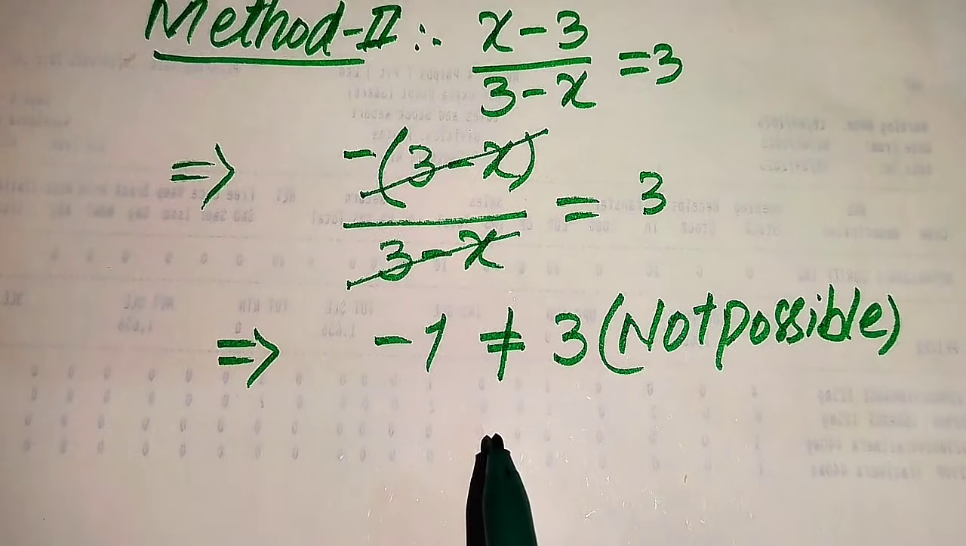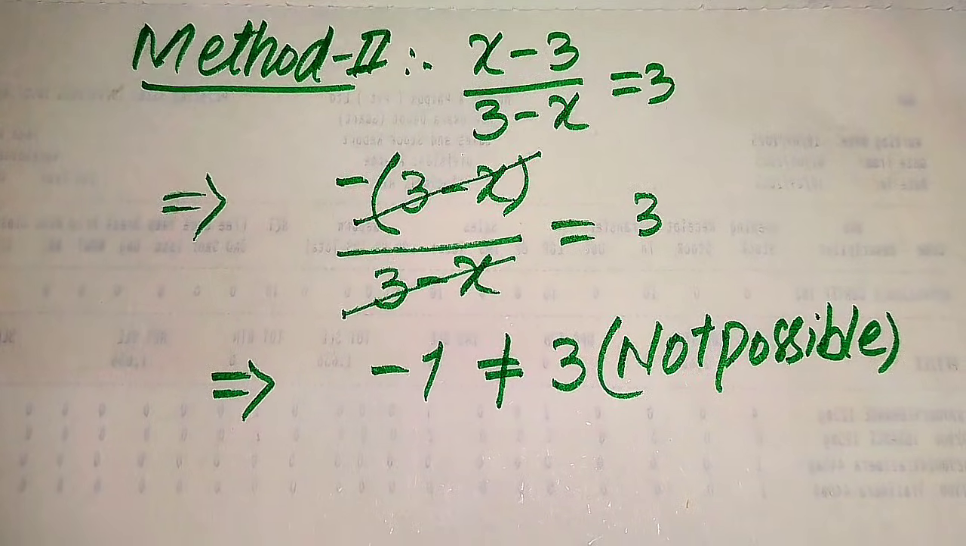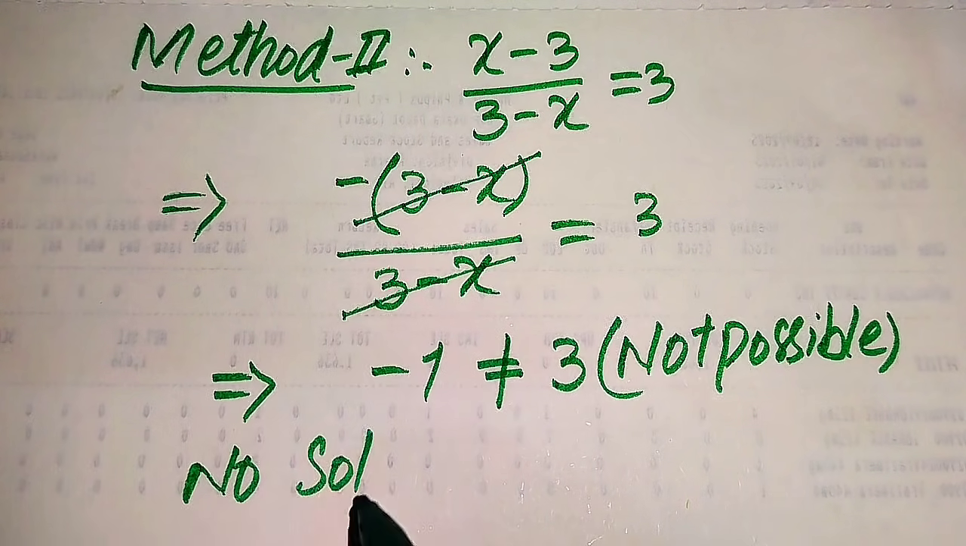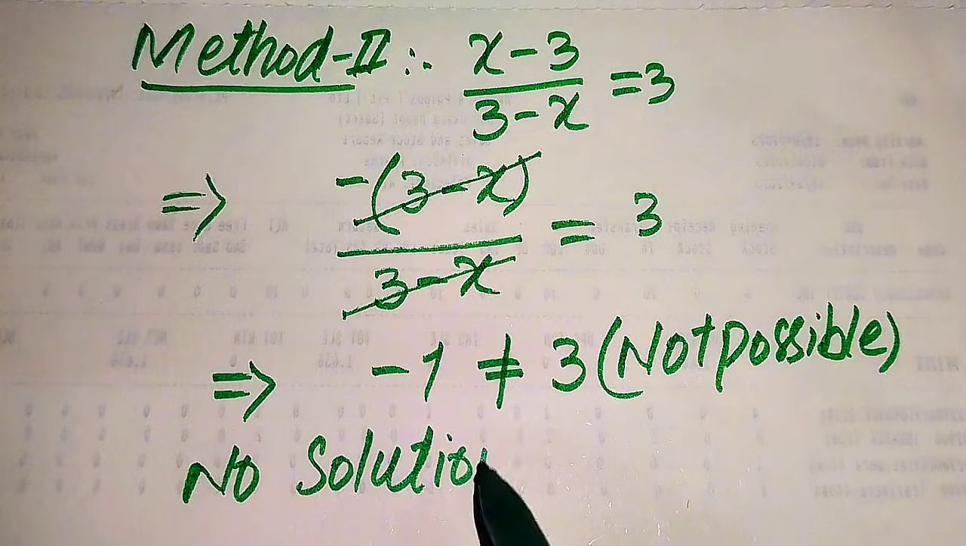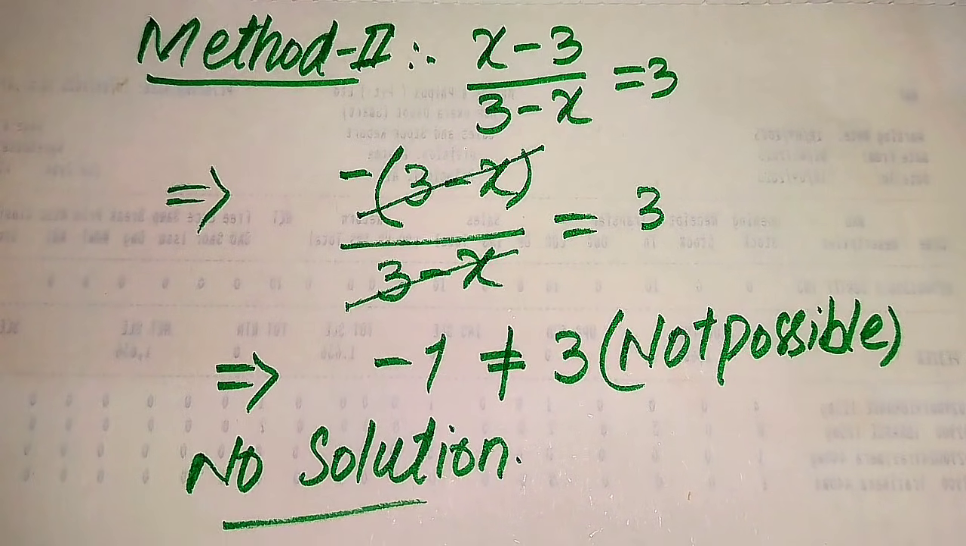If minus 1 is not equal to 3, this means that we cannot get any value of x which satisfies our given question statement. If we cannot get any value of x, this finally concludes that this question has no solution. Okay, so this is our final answer to this question.